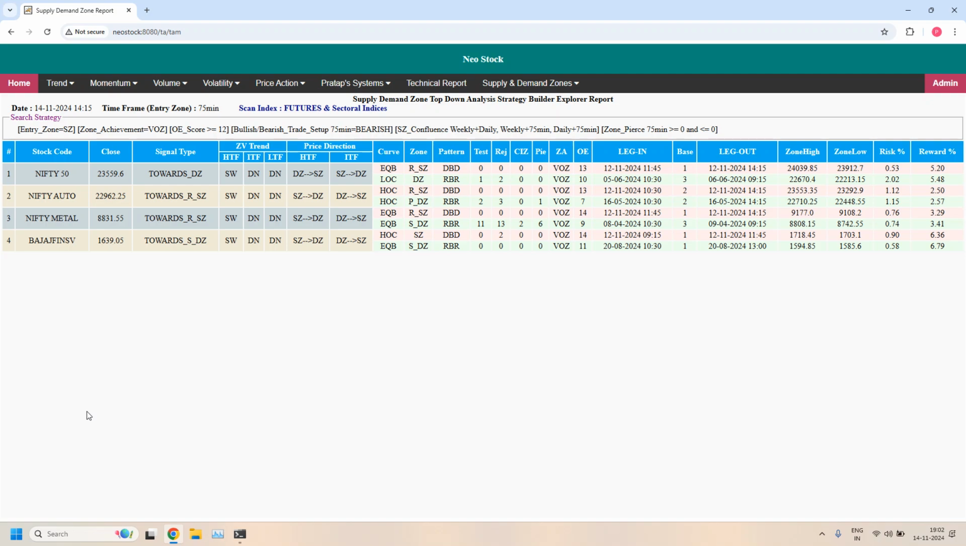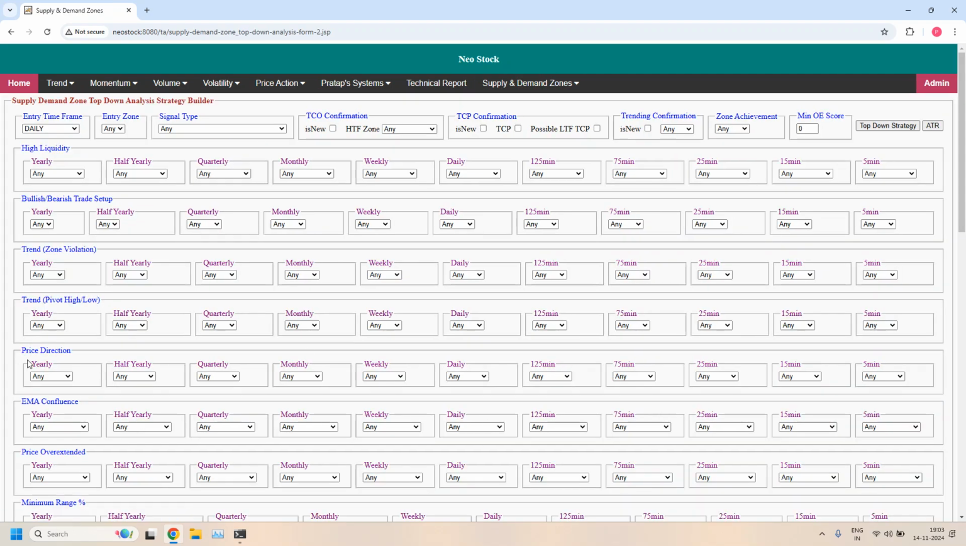Okay, this is about the bearish trade setup for weekly income trade. Next one is a bullish trade setup for daily income trade. In daily income trade, the entry time frame is 15 minutes. Entry zone is a demand zone, bullish trade setup.